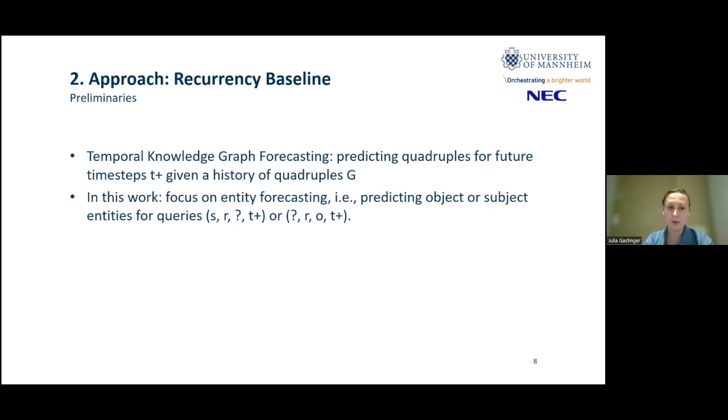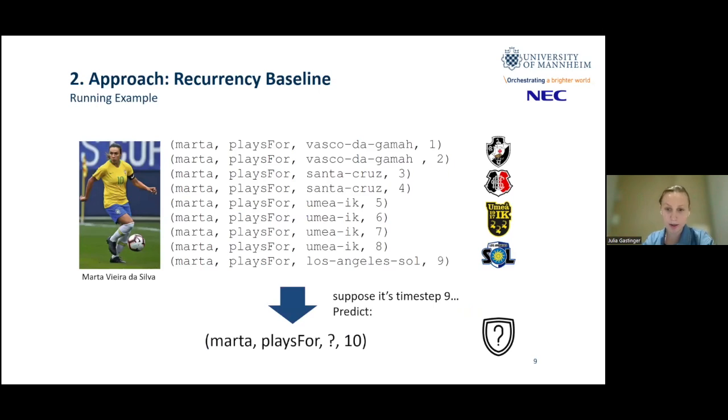And now if we do temporal knowledge graph forecasting, we want to predict quadruples for future time steps given a history of quadruples. In this work, we focus on entity forecasting, so we want to predict either an object or a subject for the given queries. In our running example, when we now suppose it's time step 9, we want to predict, for example, for time step 10, which club Marta will be playing for.